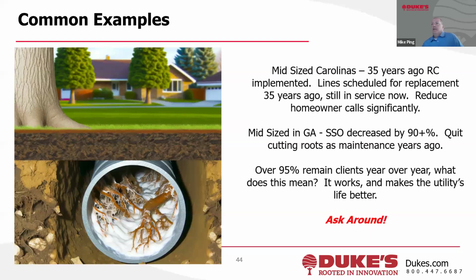Just a couple more here. Mid-sized town in the Carolinas, in South Carolina: 35 years ago, root control was implemented. Lines were scheduled for replacement that are still in service even now. Another comment was that homeowner calls are significantly reduced. And last one here, a mid-sized town in Georgia: SSOs decreased by over 90%, and this particular utility quit cutting roots altogether as maintenance years ago.